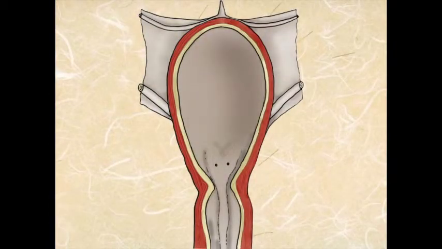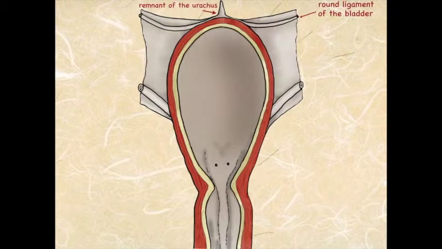Okay, one last image here. So here we've opened up the urinary bladder. We see the remnant of the urachus here. That's going to be within the median ligament of the bladder. Okay, the round ligament of the bladder, remember, that is the remnant of the umbilical artery that is within the lateral ligament of the bladder. In some of these animals, you'll see that it remains patent, and then it'll be called the craniovesical artery.